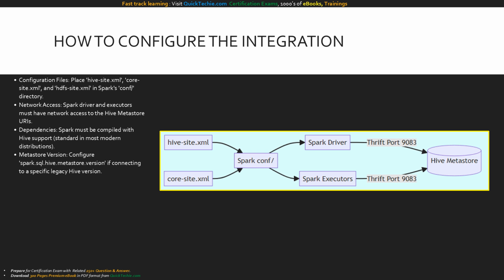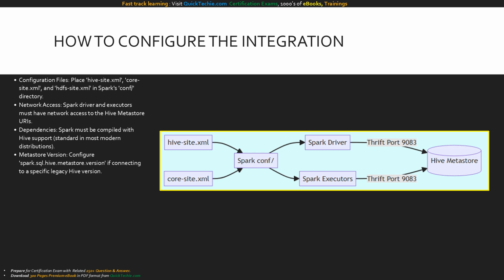As noted in the second bullet, it's crucial that both your Spark driver and all worker executors have unrestricted network access to that Metastore URI. Finally, ensure your Spark distribution is built with Hive support. In rare cases involving legacy systems, you may also need to explicitly declare the Hive version in your Spark configurations to ensure compatibility. This diagram illustrates the configuration flow.